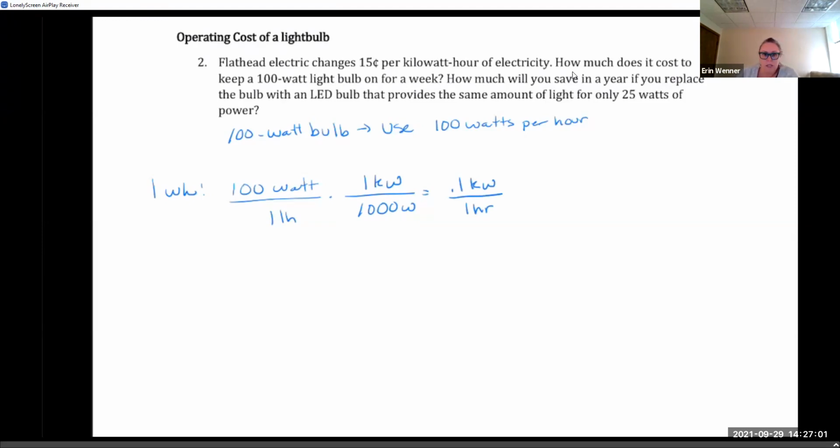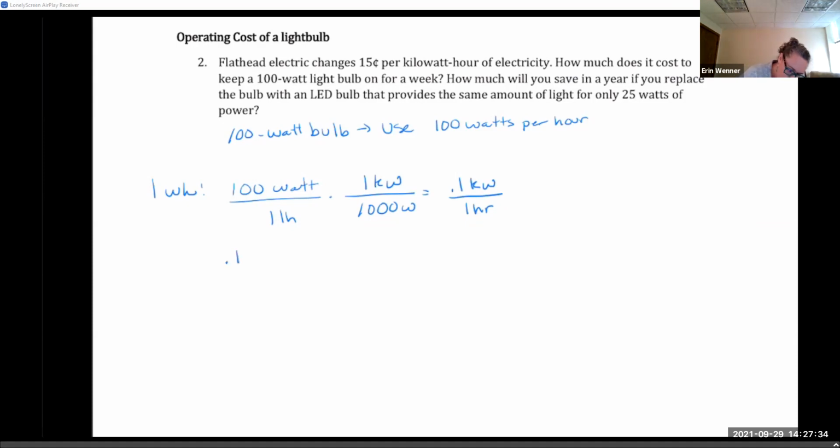So what do we got to do? We know that we're doing 0.1 kilowatts per hour. How do we get that out to a week? Well, how many hours are in a day? Right? There's 24 hours. Okay, and then what do we got to think of? We got 24 hours in a day. We got 7 days in a week. We got to go with that business, right?